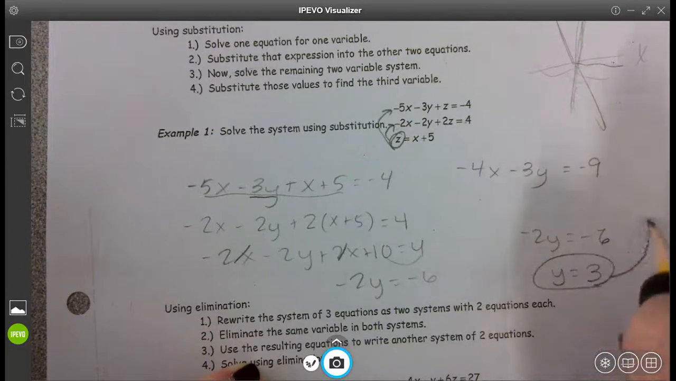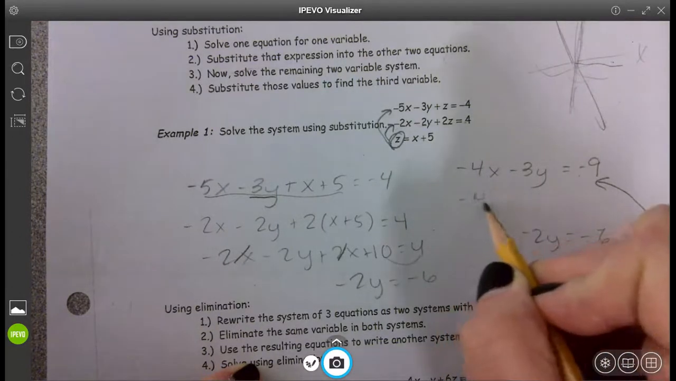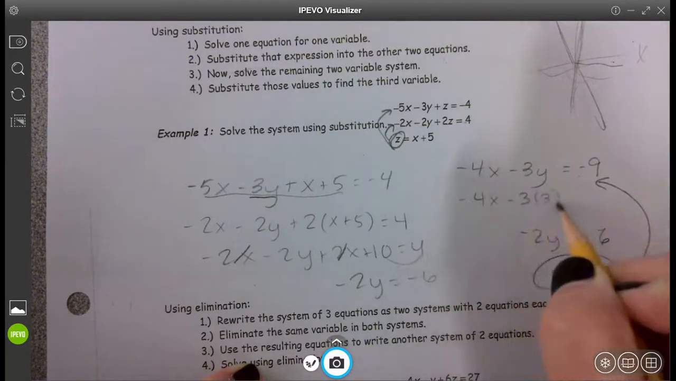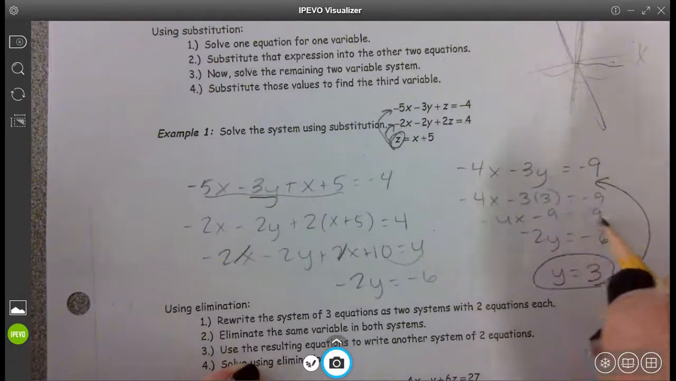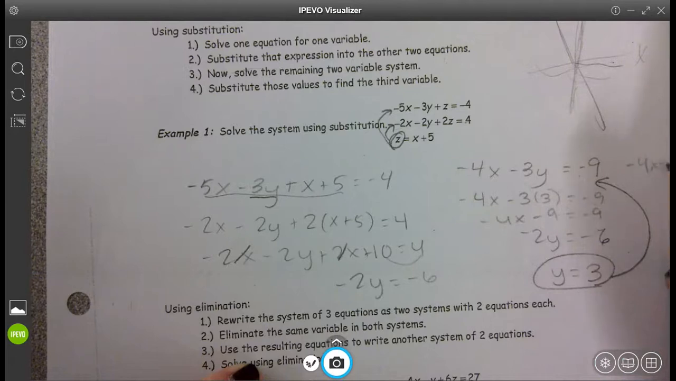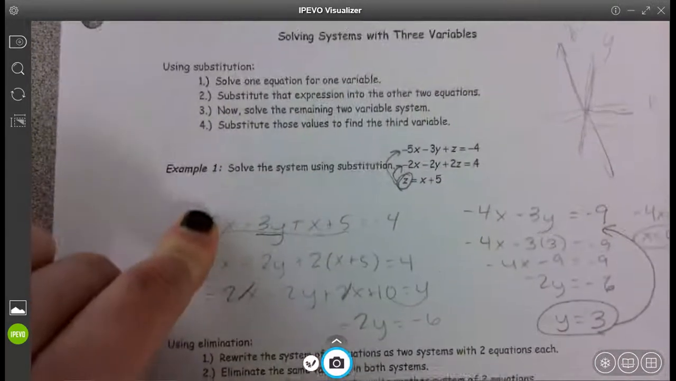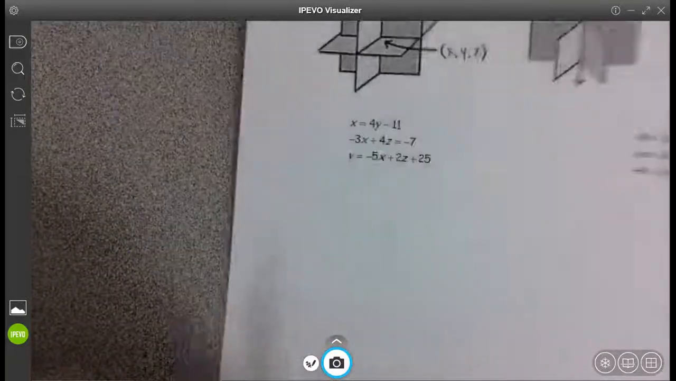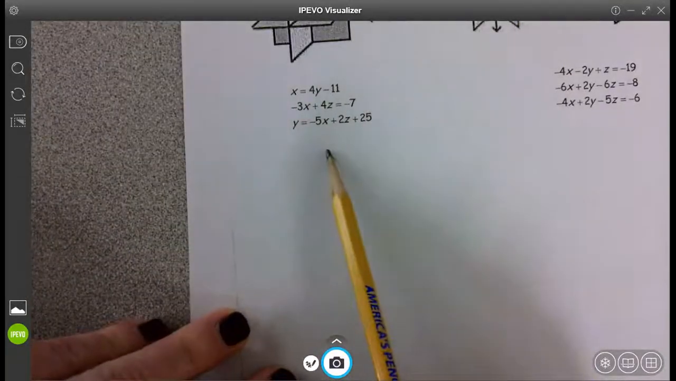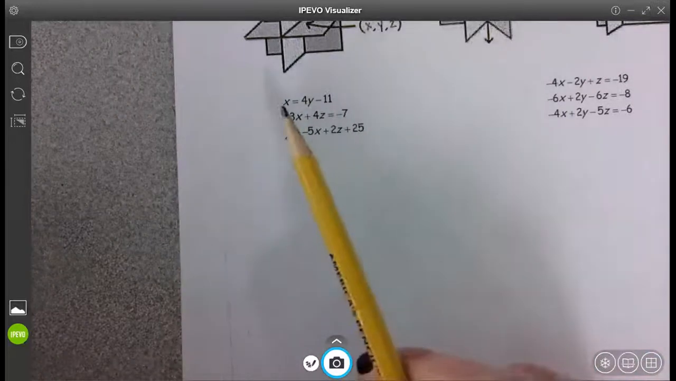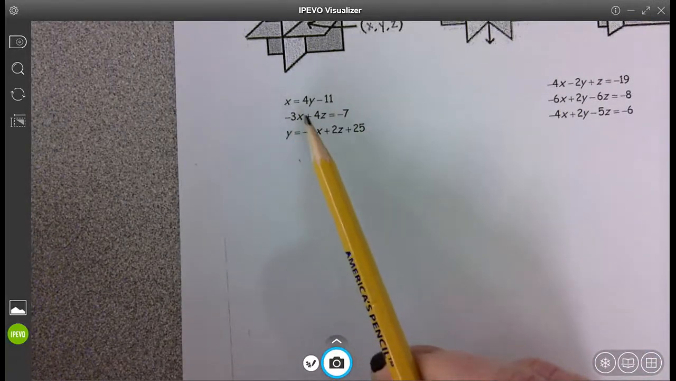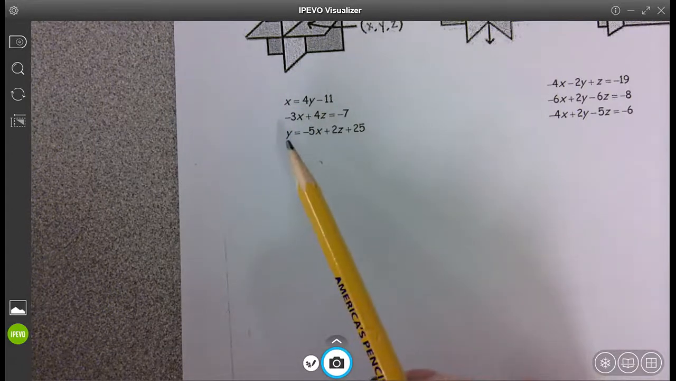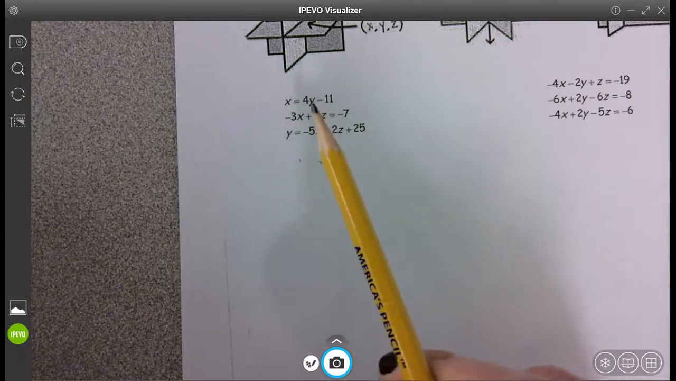Then you're going to take that 3, substitute in here, figure out what x is, and then substitute into any equation, and you're going to figure out what z is, okay? So let's try it again on the back real quick. Substitution. Now we have an x equals and we have a y equals. If I use an x equals, it can go into this one and this one. If I use a y equals, it could only go into this one.